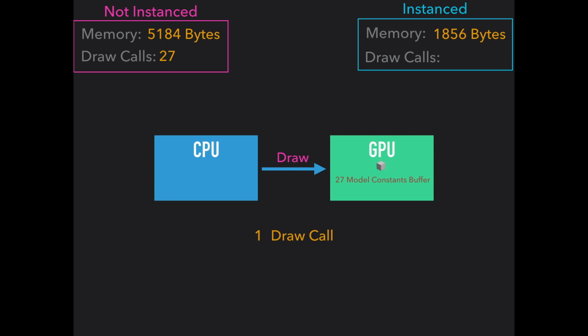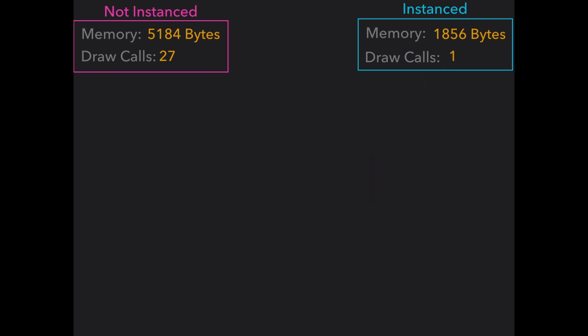So instead of 27 different draw calls, which is a bottleneck in graphics rendering, we only have one draw call now. Wow, look at those numbers. They kind of speak for themselves. I mean, 5,100 is a lot bigger than 1,800, and 27 is definitely bigger than 1.